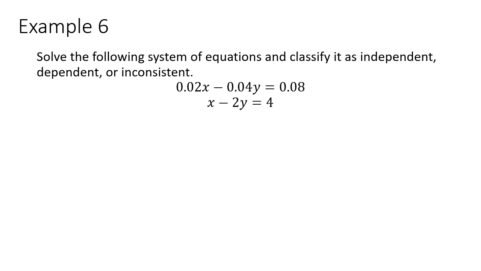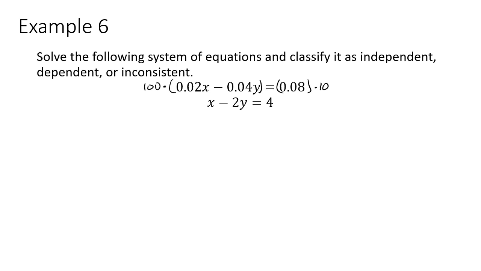Let's take a look at one more before we get into the word problems of the section. So this time around, we've got the system of equations 0.02x minus 0.04y is equal to 0.08, and x minus 2y is equal to 4. So first things first, anytime you've got a bunch of decimals like this in an equation, even before we start working on the elimination part, it's not a bad idea to get rid of those.